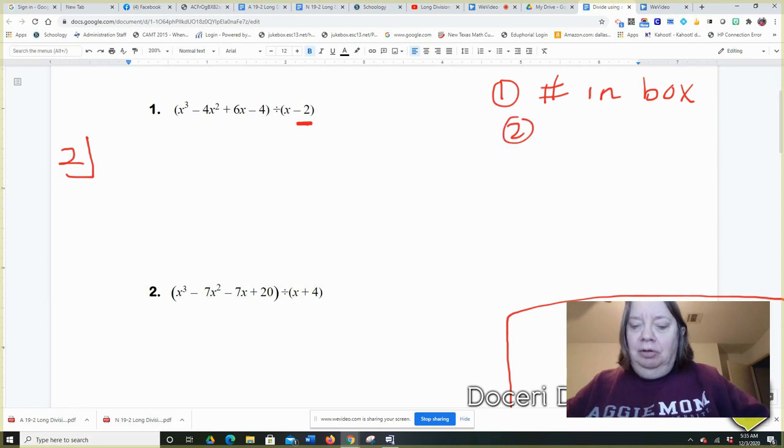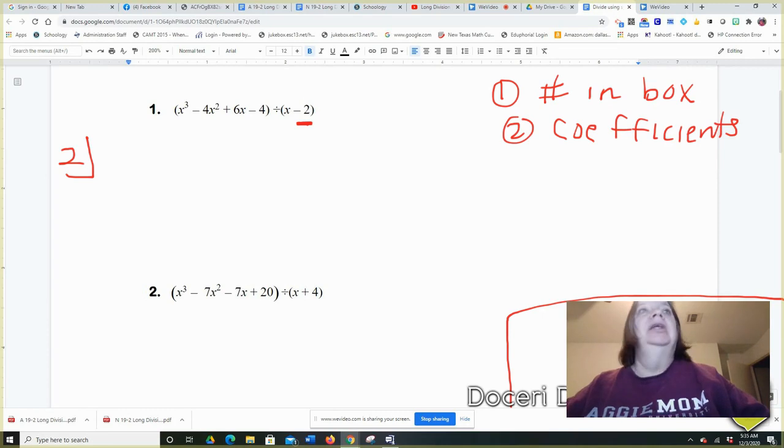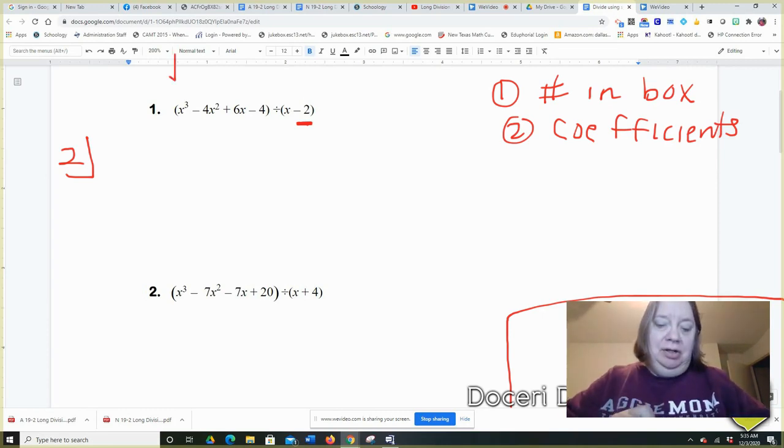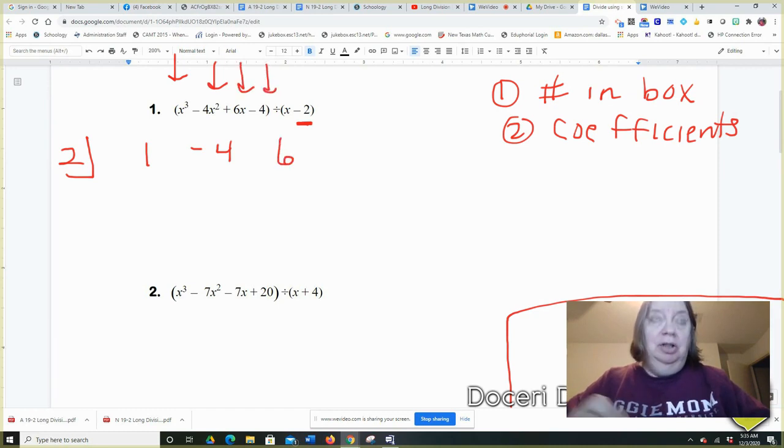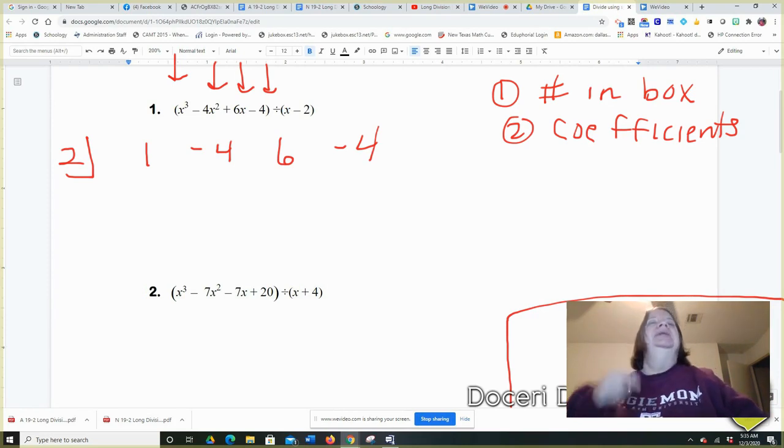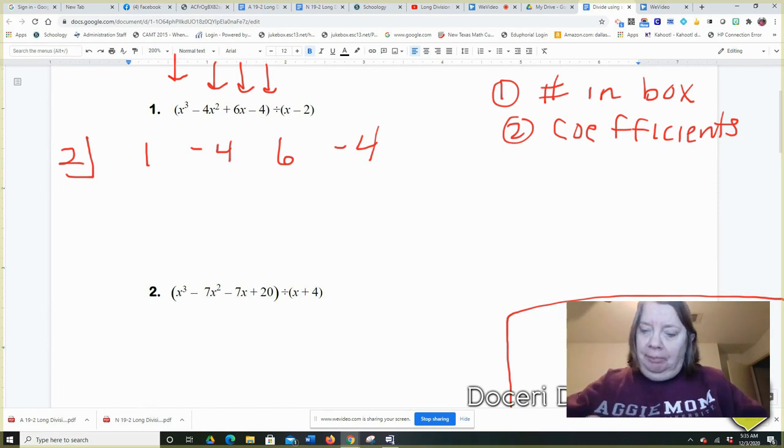Next, you're going to write down the coefficients. Remember that the coefficient is the number in front of the variable. Our coefficient for our x to the third term is 1. Our coefficient for x squared is negative 4. For x is 6. And our constant term, the one without a variable, is negative 4. This is where if you were missing an exponent, you would put in a 0 to hold the place. Okay.